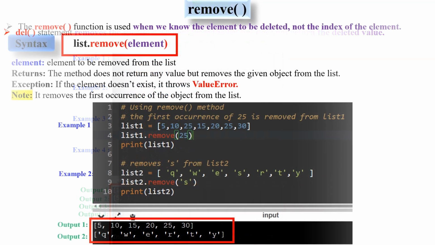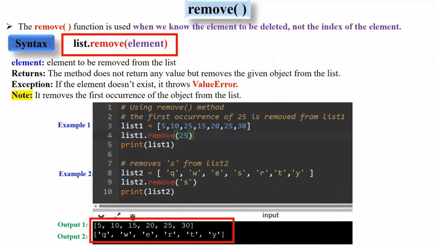The remove function is used when we know the element to be deleted, not the index of the element. The syntax is list.remove(element). Here, element is the element to be removed from the list. This method does not return any value but removes the given object from the list. Exception: if the element doesn't exist, it throws a ValueError.